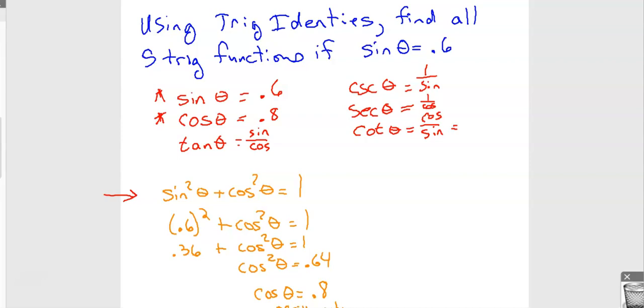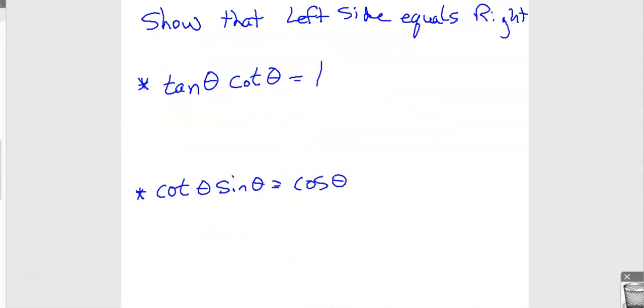So again, that's how you use trig identities. I'm going to leave the calculations up to you. All right, so this next slide is probably brand new. You're going to use trig identities. Think of all the trig identities that we've done so far. And we're going to prove the left side equals the right side.